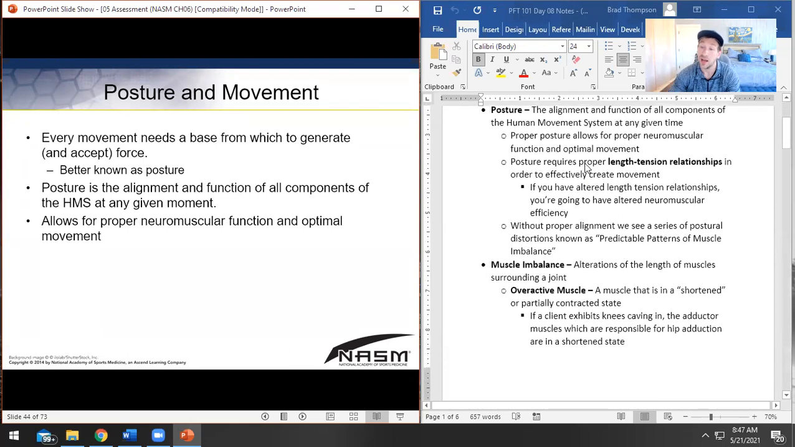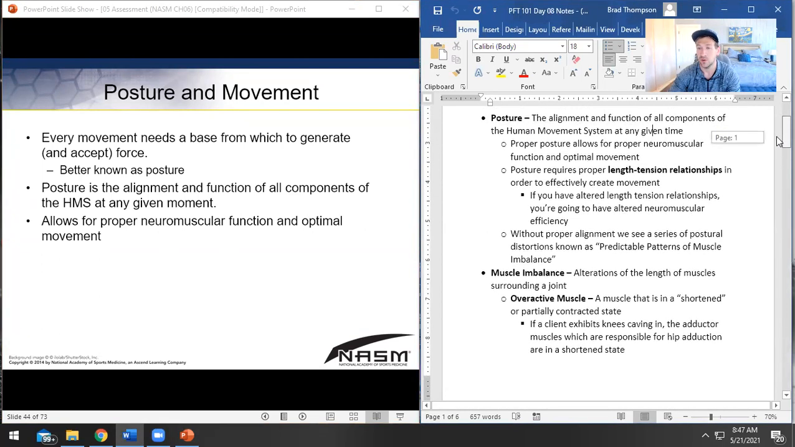We talked about how posture is going to be the alignment of all of the different components of our human movement system, right? It's the proper alignment of our skeletal system and our muscular system, how they rest, and also how those muscles might be shortening to pull that skeletal system around, right?